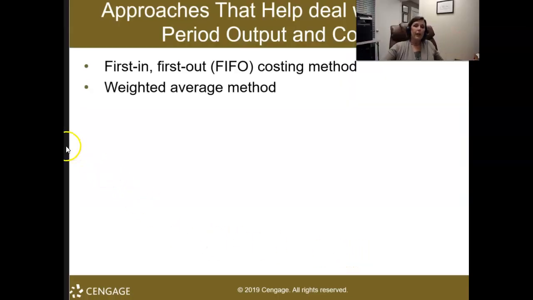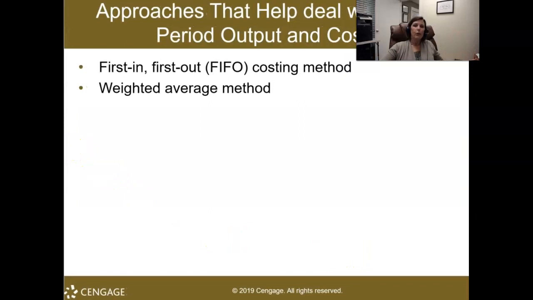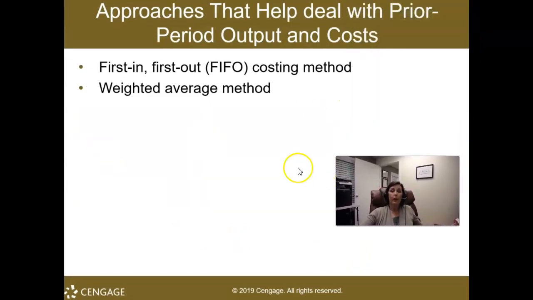Now, in the example that we just did, we had no beginning work in process inventory. But what happens when we do? There's a couple of approaches we can take in terms of dealing with the flow of costs with beginning work in process inventory. We can either look at it based on a FIFO method or a weighted average. So we'll first take a look at FIFO.